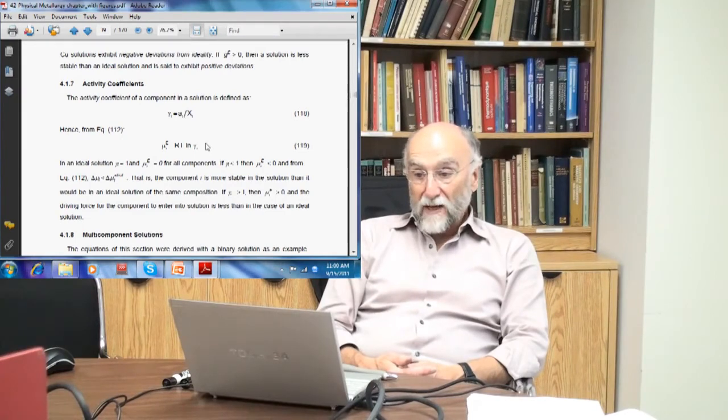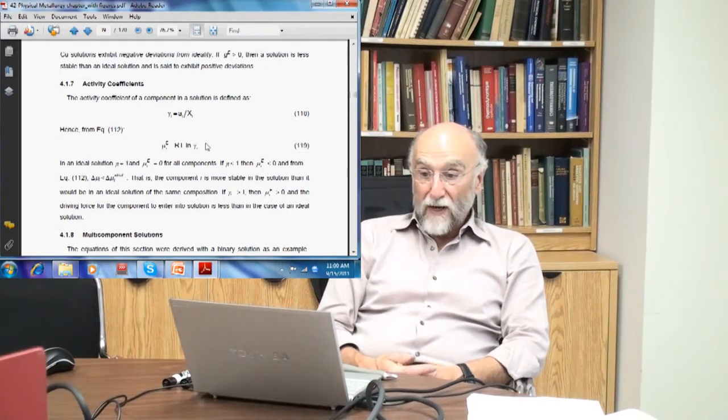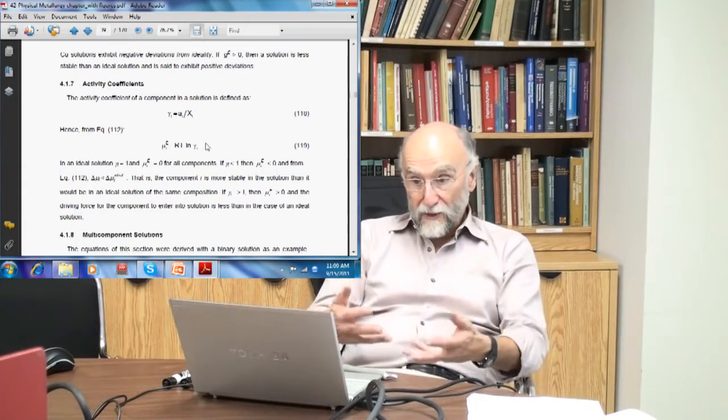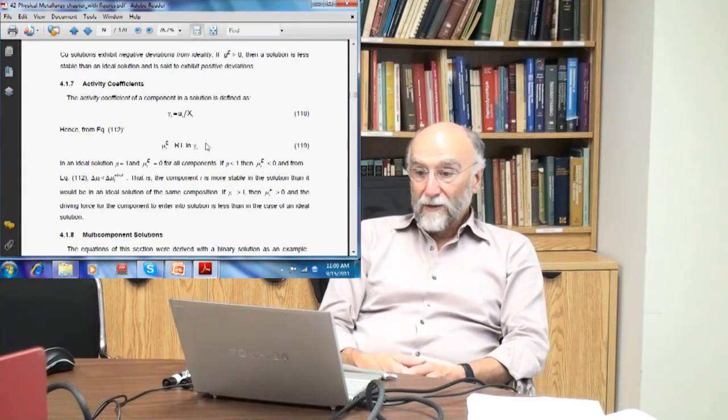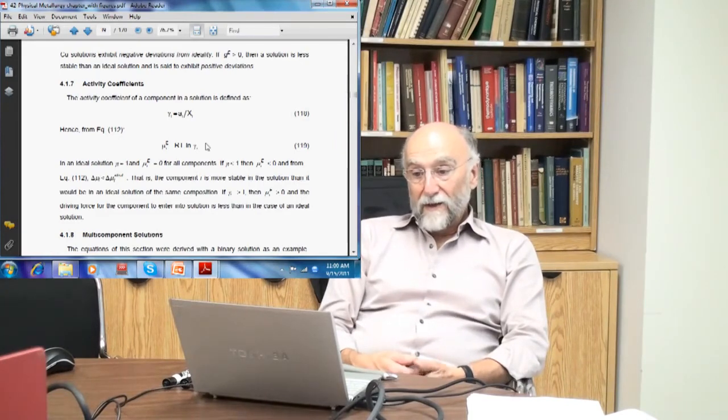If gamma is less than 1, the activity is less than the mole fraction, and the mu excess is less than 0, meaning it tends to go into solution, it's more stable. And if gamma is greater than 1, then mu excess is positive, the activity is greater than the mole fraction, and so that tends to make the solution less stable.